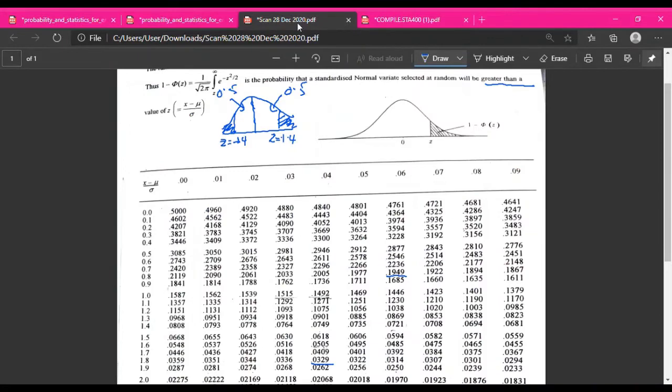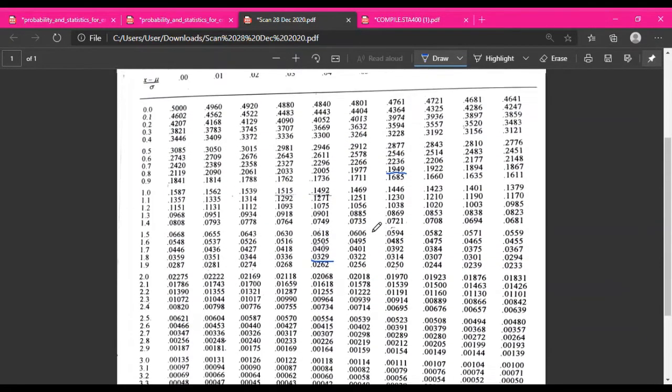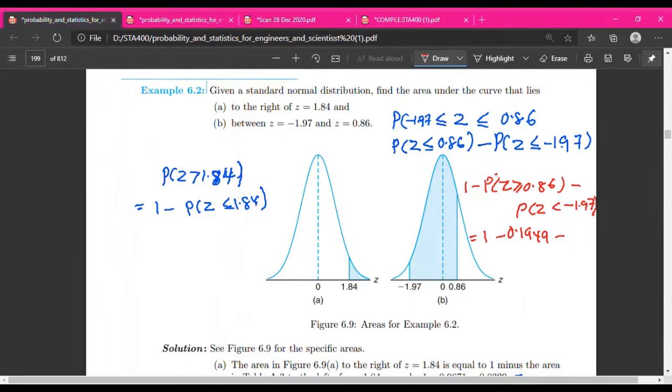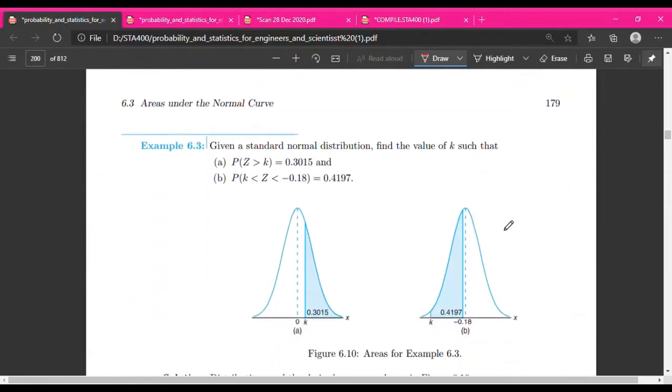So ambil, tengok value positif 1.97 here, 0.0244. So let's see, the answer should be same. So the answer is 0.7807. The same answer like this. Okay, so boleh guna kedua-dua value.